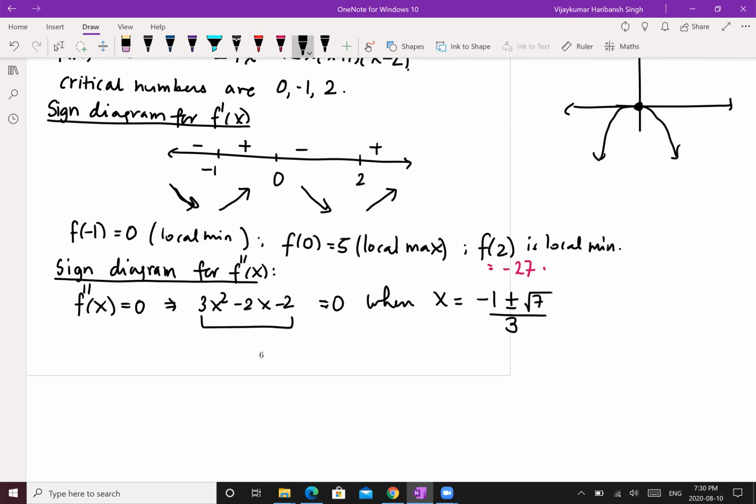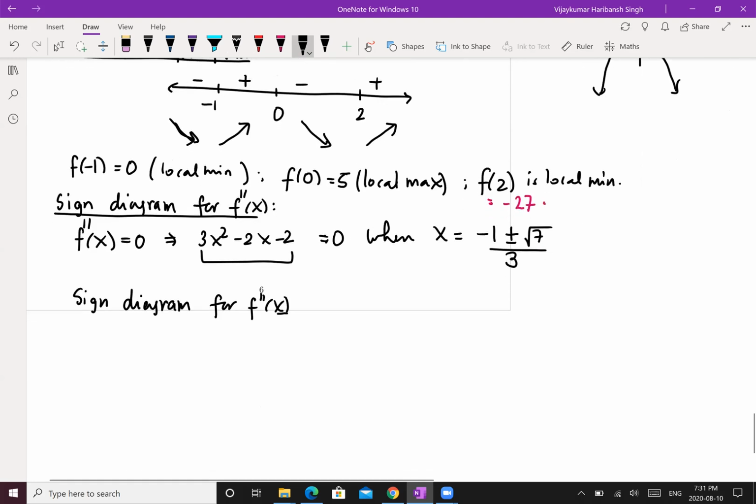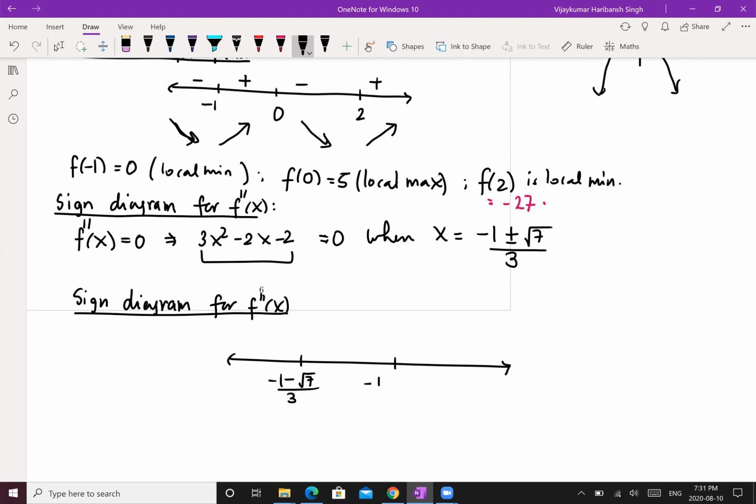So now we need to look at the sign diagram for f'' for concavity. How does that go? You draw a straight line like this and mark where the second derivative becomes 0 or does not exist. That's important. In this case, we do not have a case of does not exist. So we have (minus 1 minus root 7) by 3 and (minus 1 plus root 7) by 3.